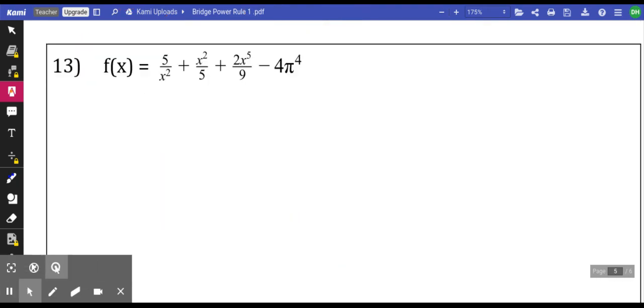All right, we've got 2 left to practice here. Again, it's all about the rewrite. Let's try to make everything into x to a power.